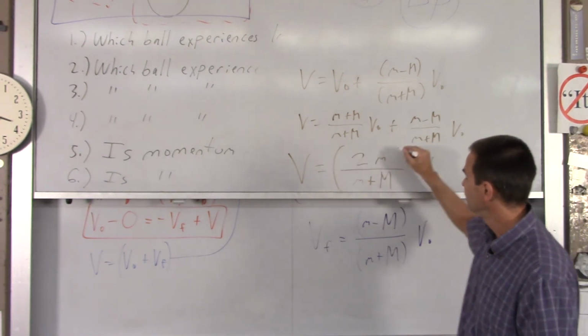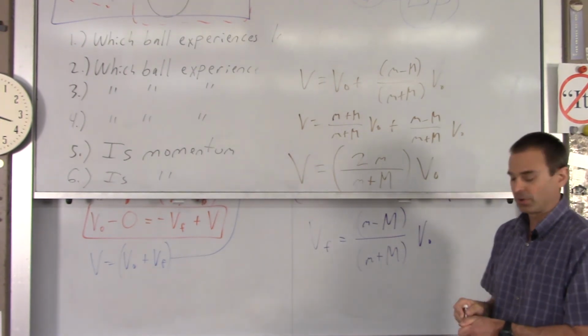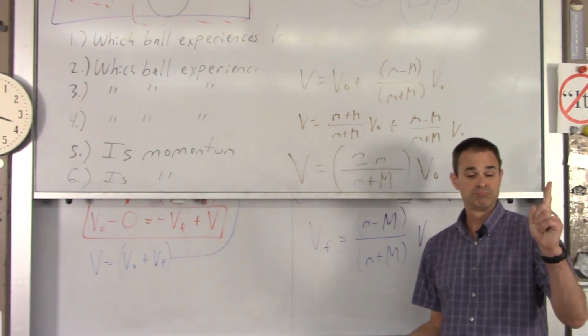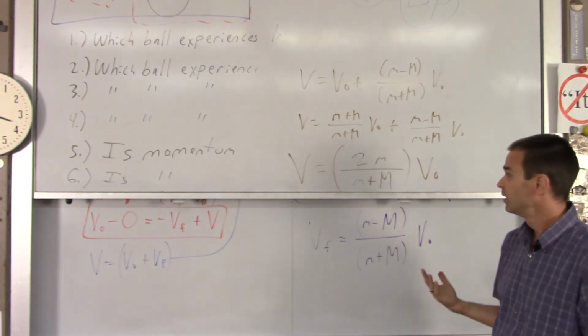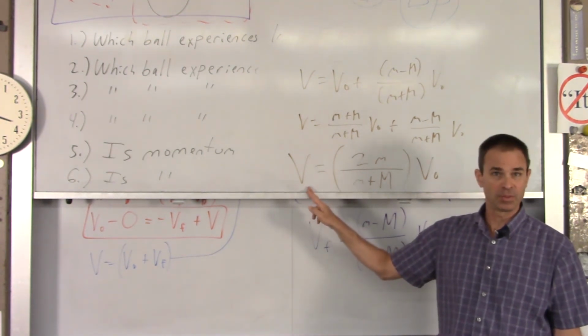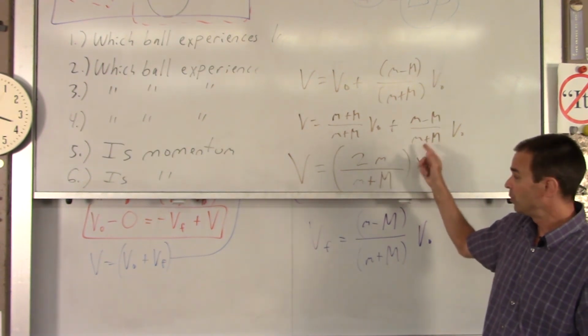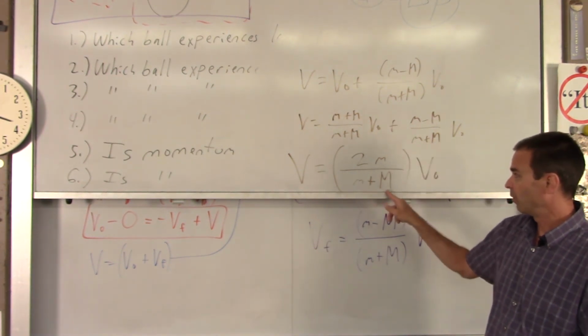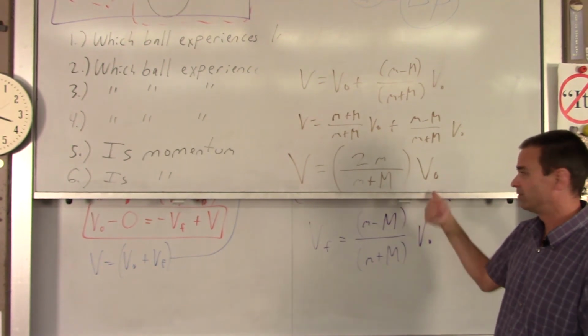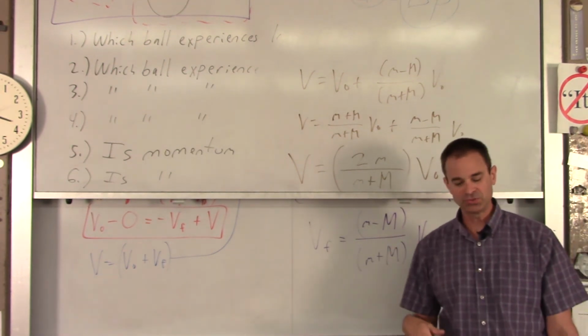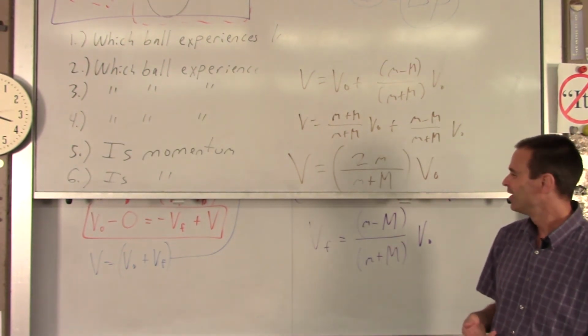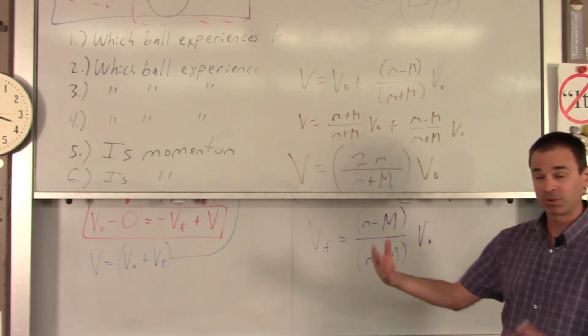So what does this tell us? Let's go back to our numbers. Let's say little m was 1 and big M was 100. What's the v of the volleyball after the collision? Well, 2 times 1 is 2, and 1 plus 100 is 101. So you get 2 over 101 times v naught, which is just under 2% of v naught. So quite small.